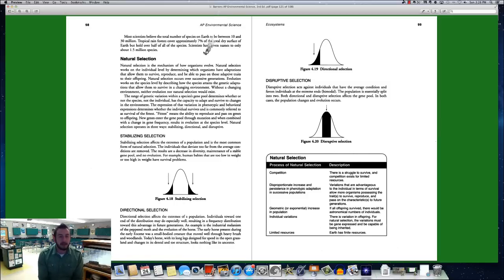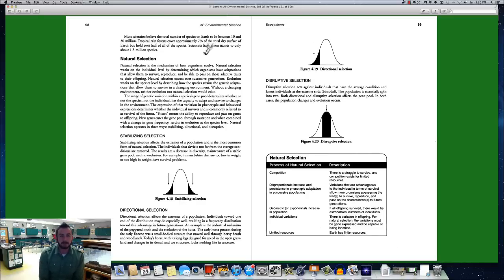Let's take a look at a little bit of evolution here with natural selection. Natural selection is the mechanism of how organisms evolve. Natural selection works on an individual level by determining which organisms have adaptations that allow them to survive, reproduce, and be able to pass on those traits to their offspring.